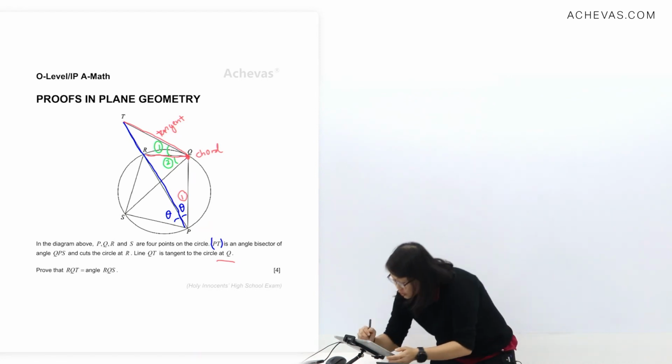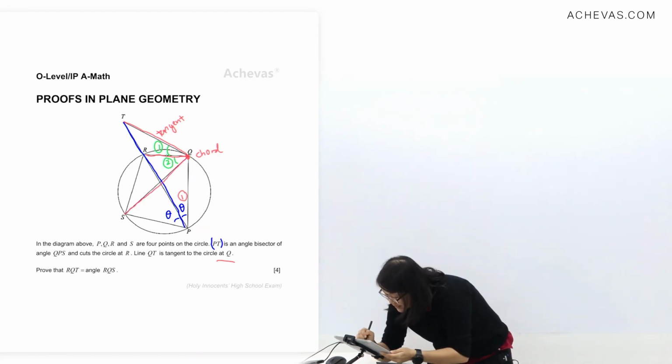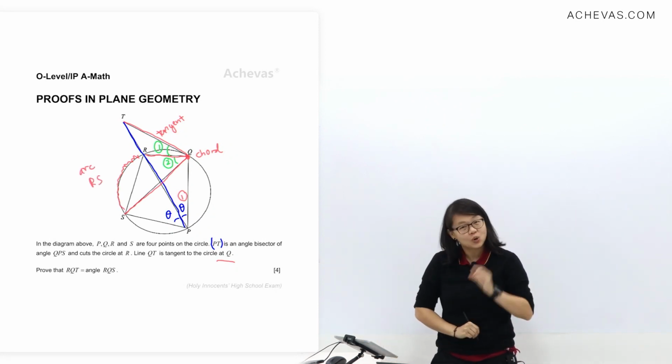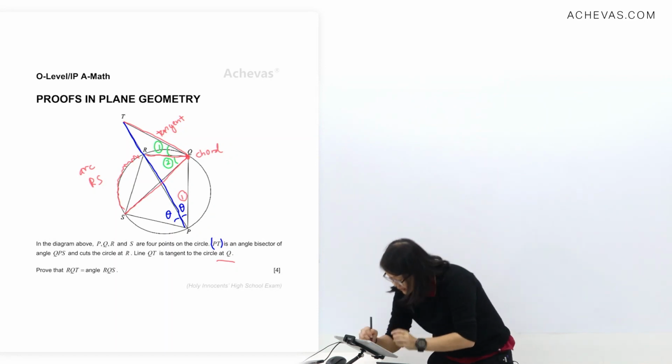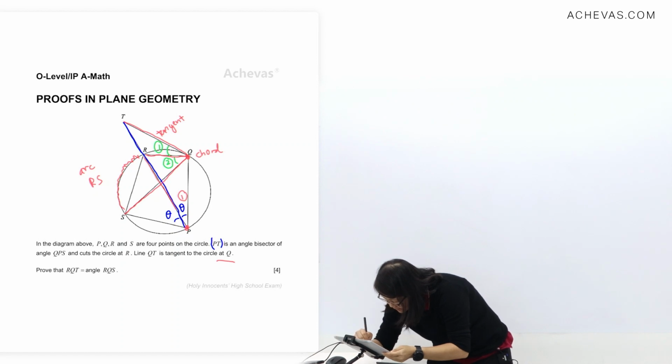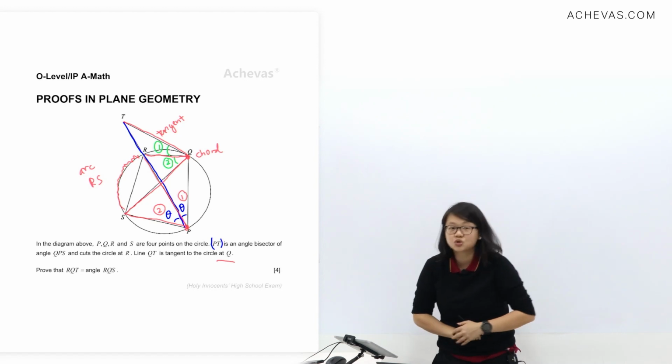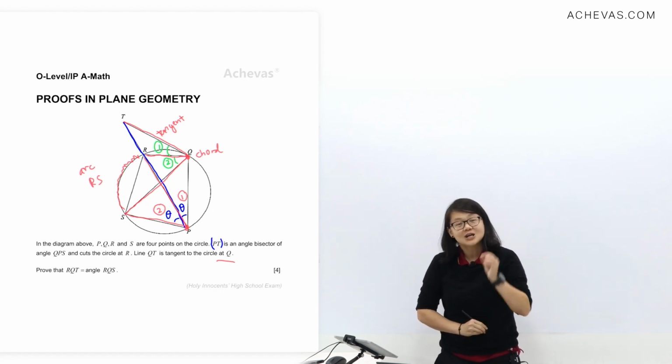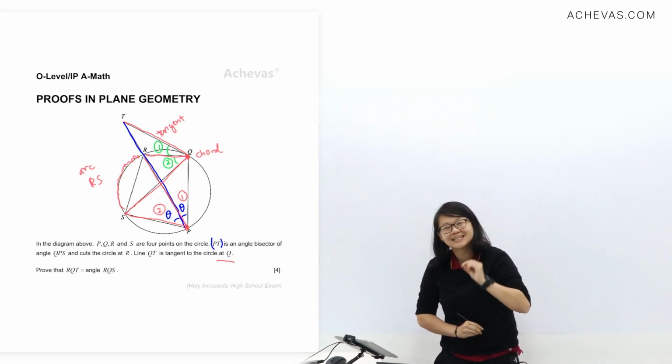Let's take a look at angle number 2. Angle number 2 comes from the arc of RS over here. The same arc goes to point P. Let me just draw this one here. The same arc goes to point P, so this will be equal to angle number 2 as well. So angle number 2 is also theta.